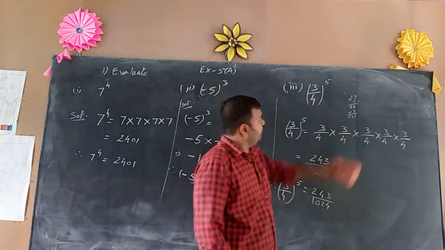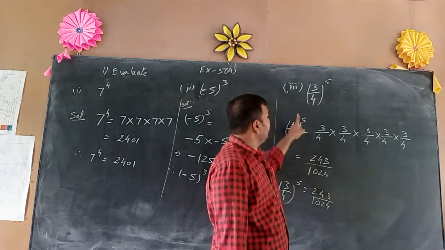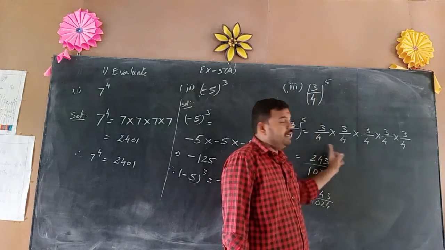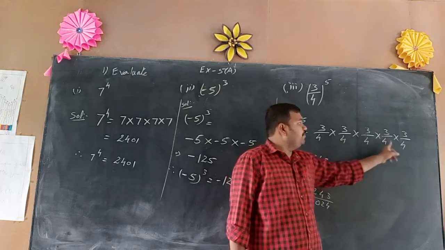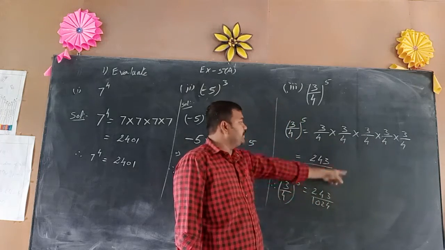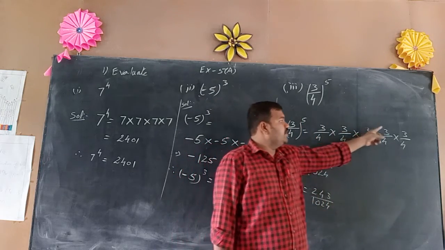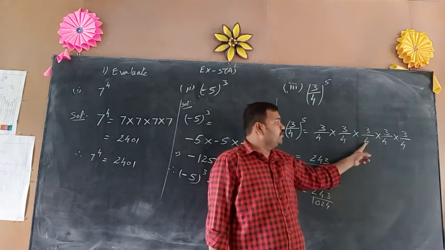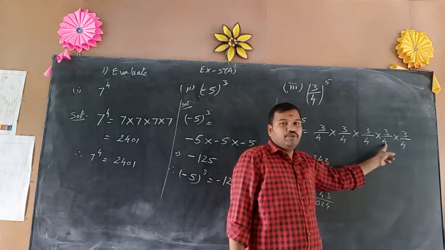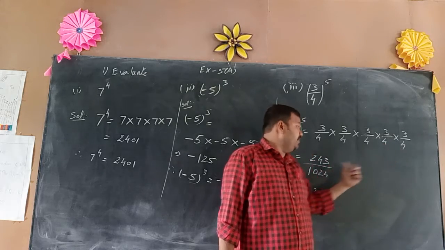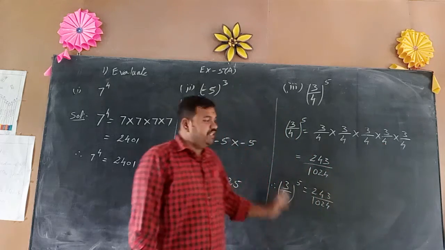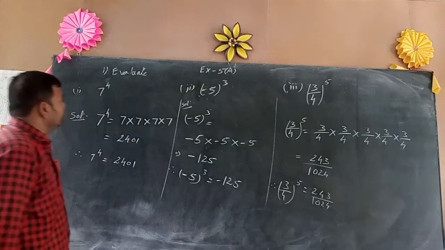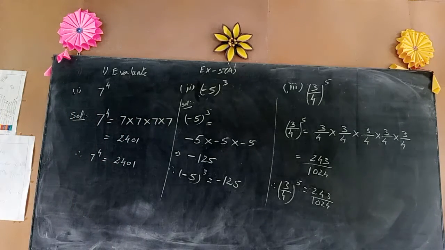3 by 4 whole to the power of 5, this fraction we have to repeat 5 times: 1, 2, 3, 4, 5. Numerator is multiplication, denominator is multiplication. 3 threes are 9, 9 threes are 27, 27 threes are 81, 81 threes are 243. 4 fours are 16, 16 fours are 64, 64 fours are 256, 256 fours are 1024. This is the multiplication here. Everybody, copy down the sums in your classwork.